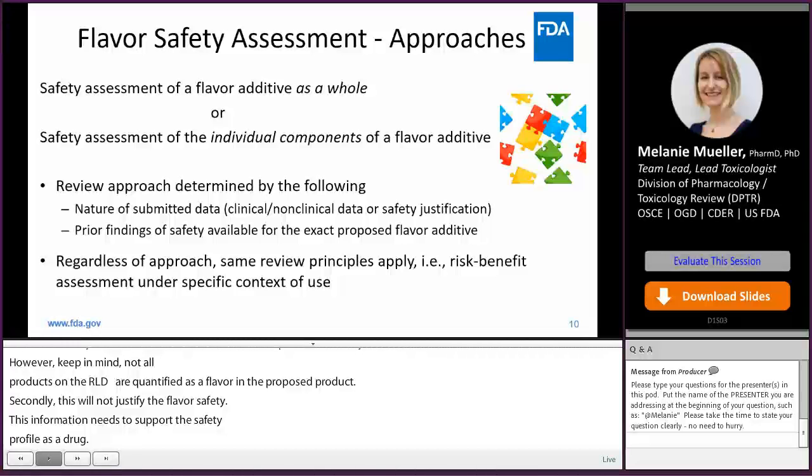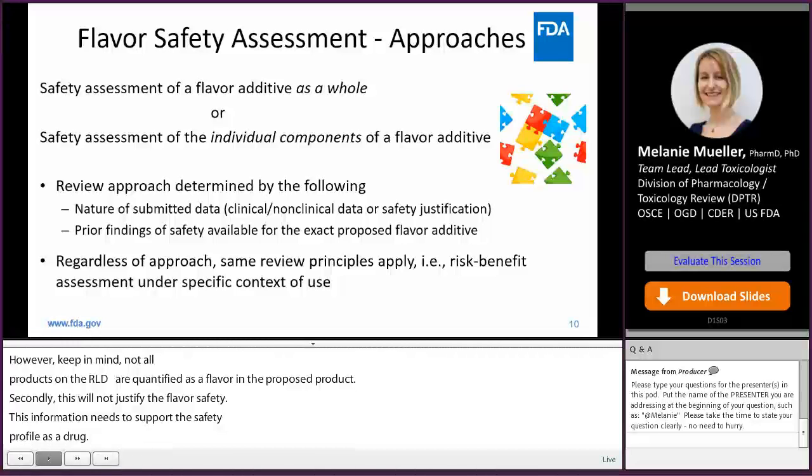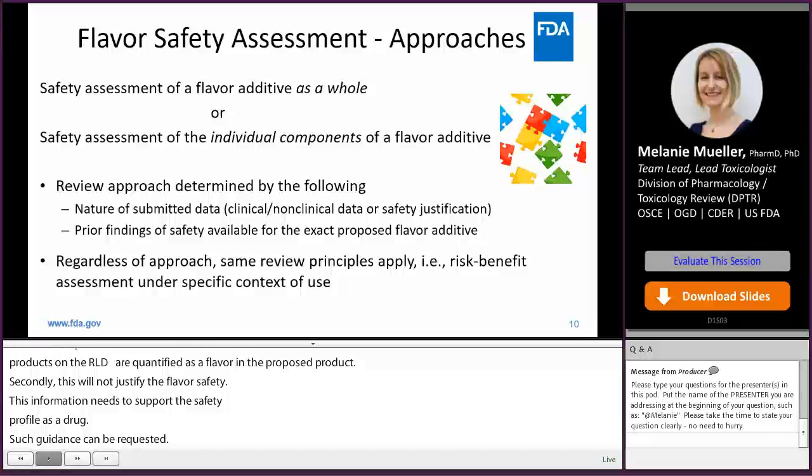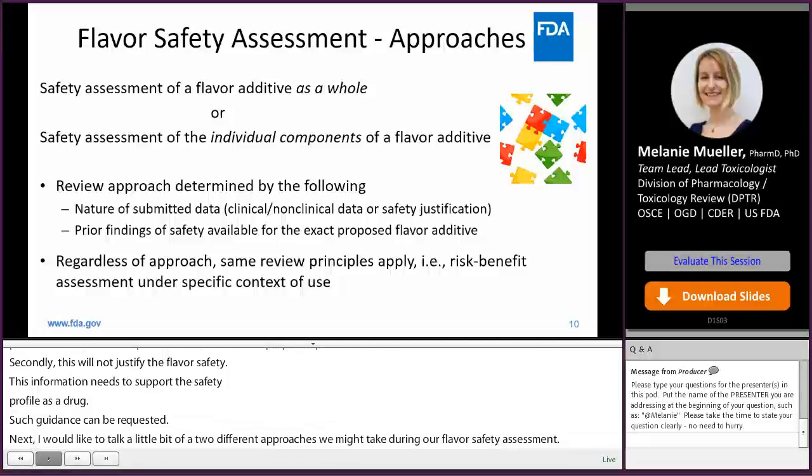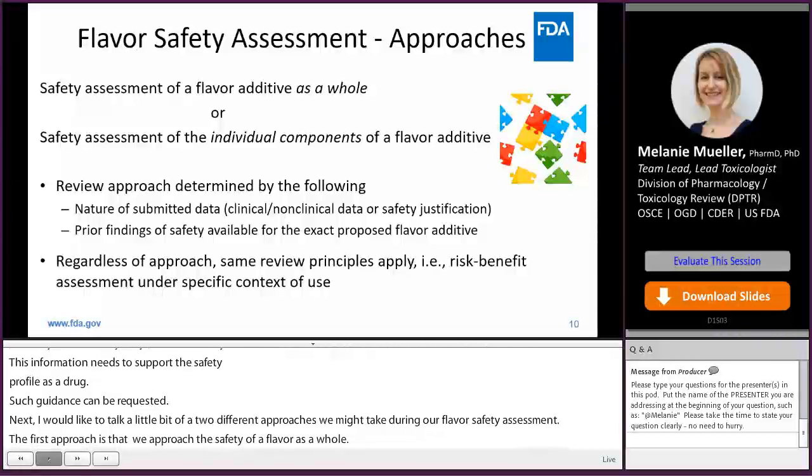Next, I'd like to talk a little bit about two different approaches we might take during our flavor safety assessments. The first approach is that we would assess the safety of a flavor as a whole. The second approach is that we assess the safety of the individual components of a flavor additive. The review approach typically is determined by either the nature of the submitted data or whether there are prior findings of safety available for the exact proposed flavor additive.